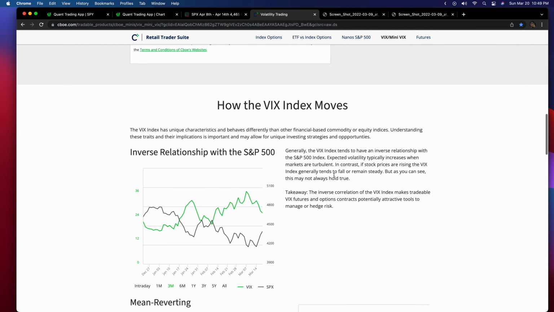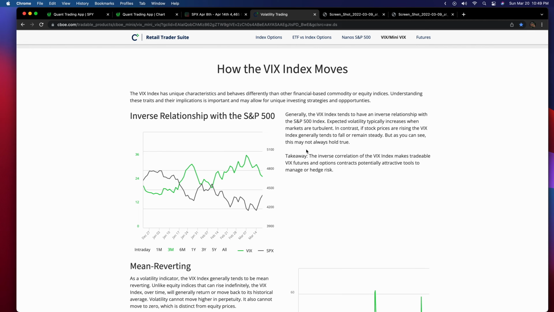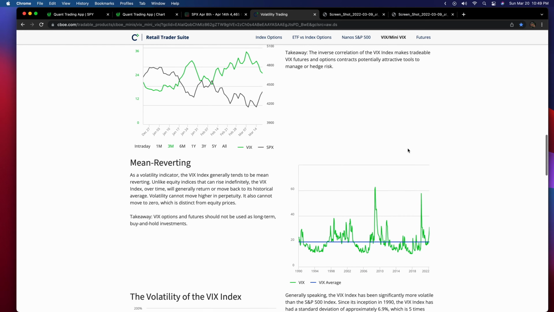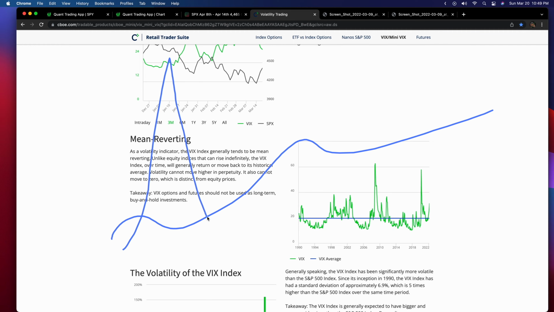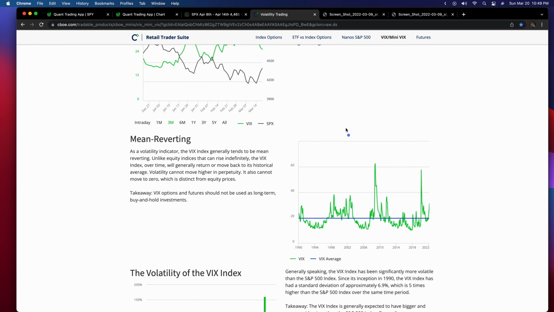Now, as we scroll down, the VIX has an inverse relationship with the SPY. I'm going to do a dedicated video on this, but I just want to introduce this to you. It's a mean reverting instrument, which means as it goes up, it's going to want to come back to its mean. So if this is its mean here and it's popping up, it's going to want to come back to here. If it goes all the way down here, it's going to want to come back to here. If it goes all the way up, it's going to want to come back to here. It's always trying to revert to its mean.